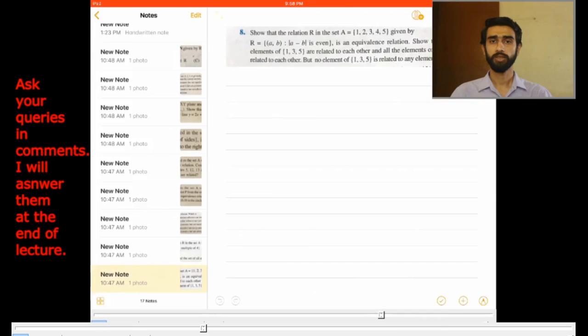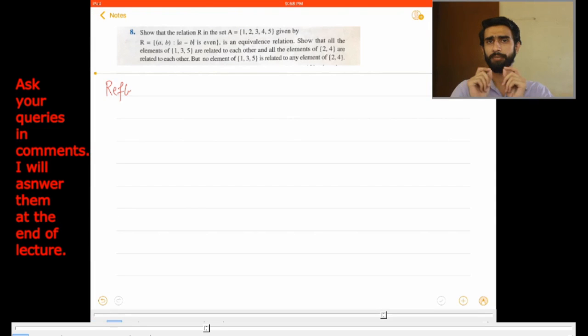Now let's do the next 8th question. What it says: show that the relation R in the set A, such that A is 1 to 5, given by R such that A minus B is even, is an equivalence relation. Meaning pairs whose difference is even will be in it, and I have to prove it is an equivalence relation. And show that all the elements of 1, 3, 5 are related to each other, and all the elements of 2, 4 are related to each other. But 1, 3, 5 and 2, 4 are not related to each other.